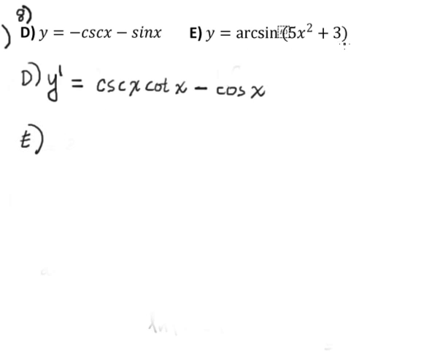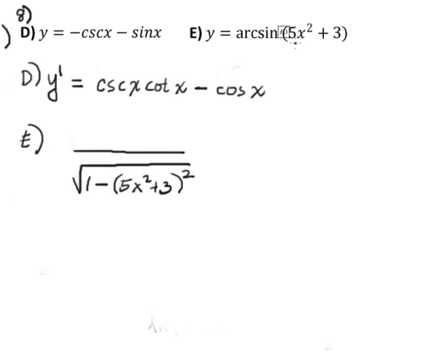All right, now here we have an arc sine, and the derivative of arc sine of an expression is 1 over the square root of 1 minus that expression squared. In here we have the expression 5x squared plus 3. And now just do the chain rule, and we're going to multiply by the derivative of 5x squared plus 3, so that's 10x. Okay, so 10x in the numerator.